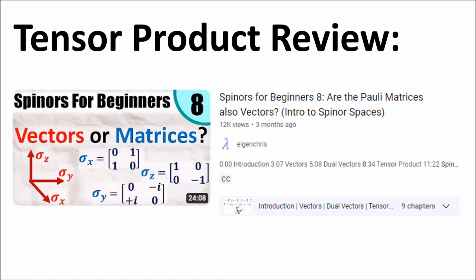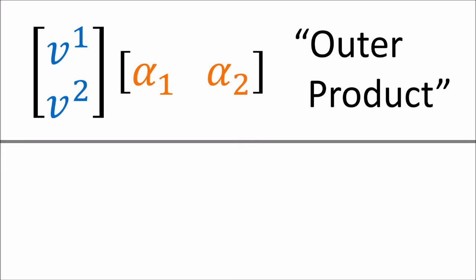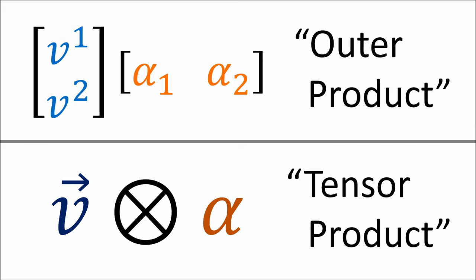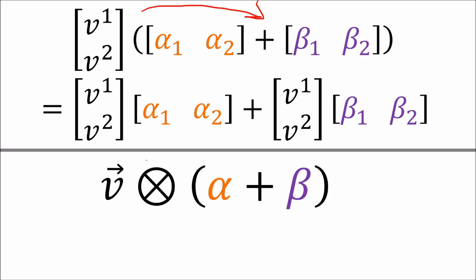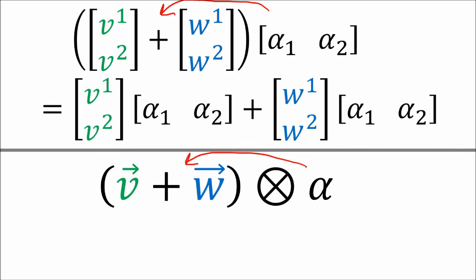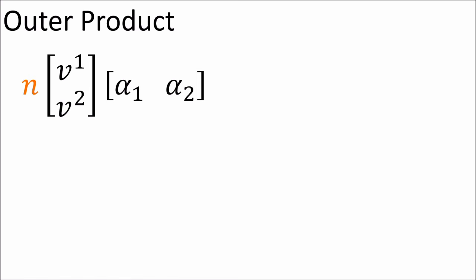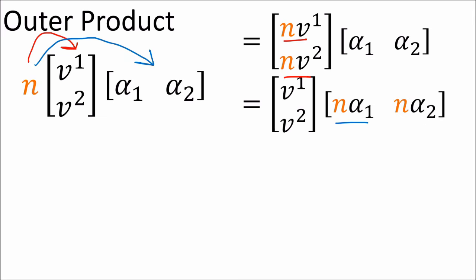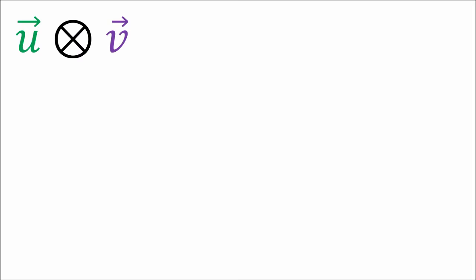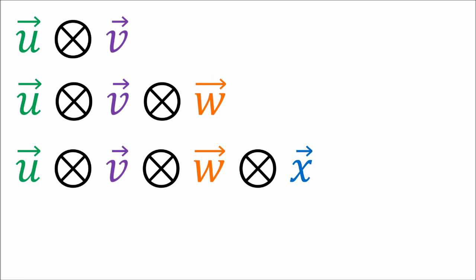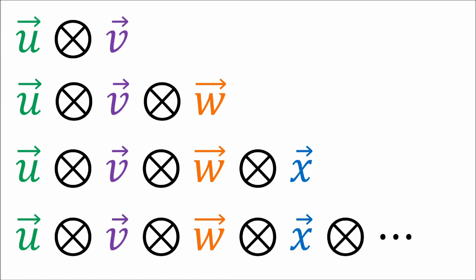I've already talked about the tensor product in video number 8. As a basic review, the tensor product is like an abstract generalization of the outer product of a column vector and a row vector. It obeys distributive properties over addition, just like array multiplication. And distributivity works in both directions. And when multiplying by a scalar, we can either give the scalar to the left-hand side or the right-hand side. We can create tensor products of 2, 3, 4, or any number of vectors.